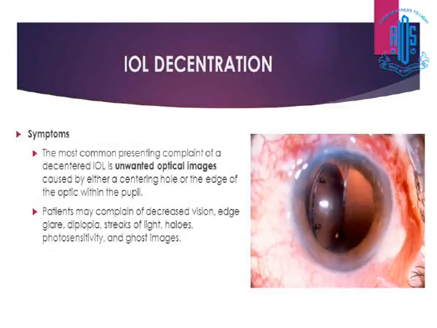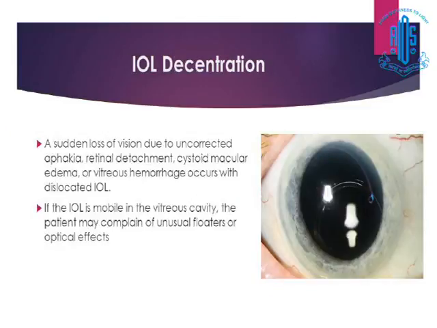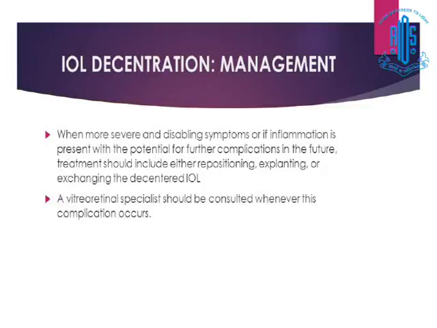So this is the picture you will see on slit lamp, a dislocated lens. And the patient will complain of halos, glare, double vision. Another dislocated lens. The patient could have associated retinal detachment, cystoid macular edema, or vitreous hemorrhage along with the dislocated IOL if there is a complication intraoperatively. A VR surgeon should be consulted whenever you have a dislocated IOL.